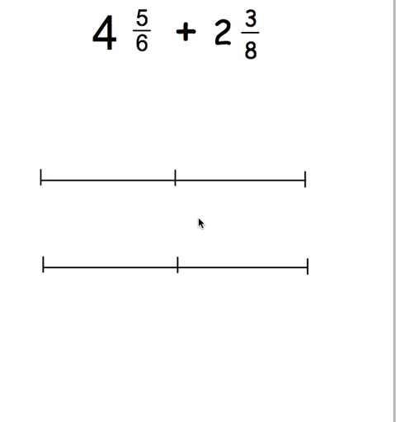The first thing you need to think about is what two whole numbers 4 and 5/6 would fall between. It would fall between 4 and 5, with 4 1/2 being in the middle.